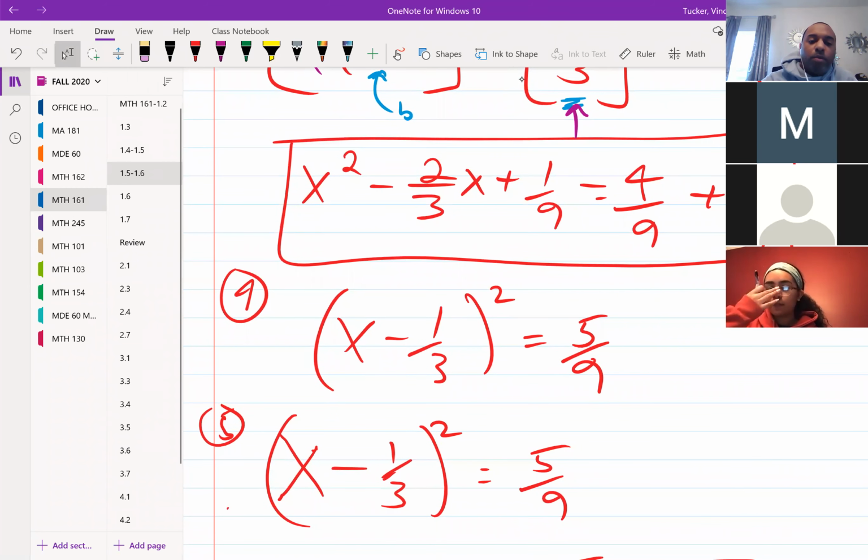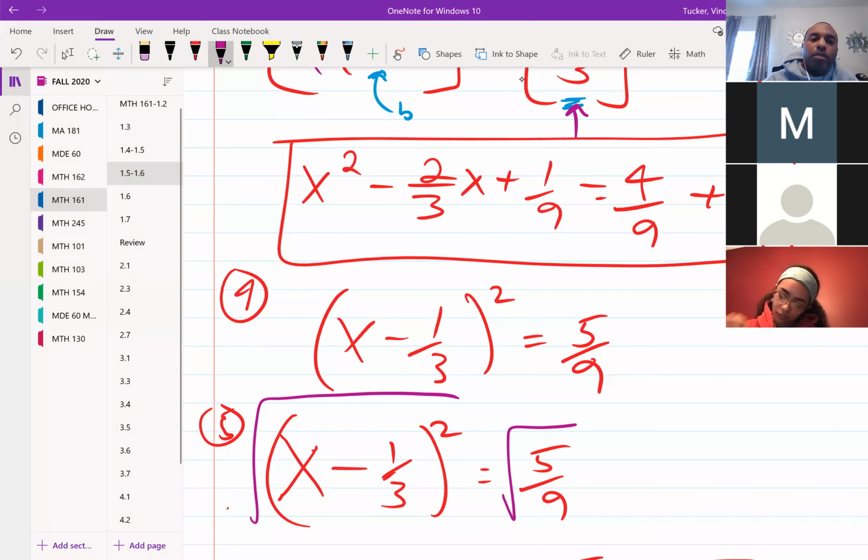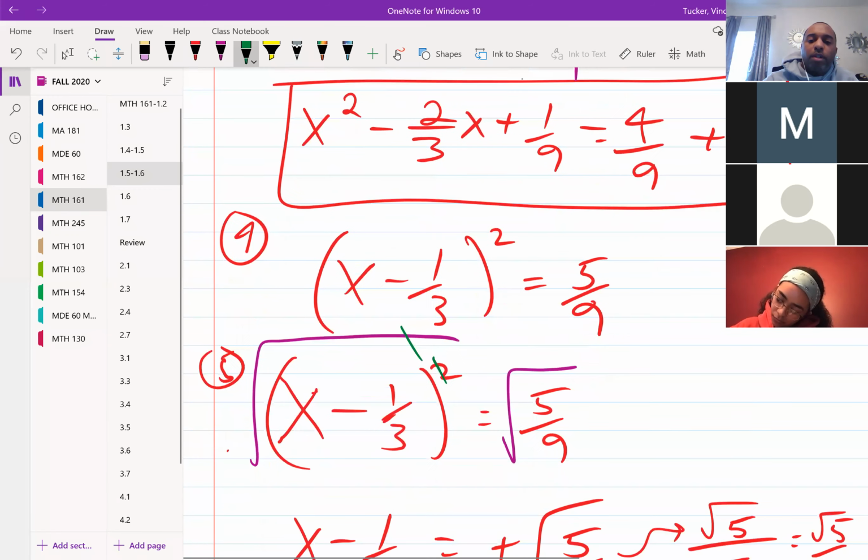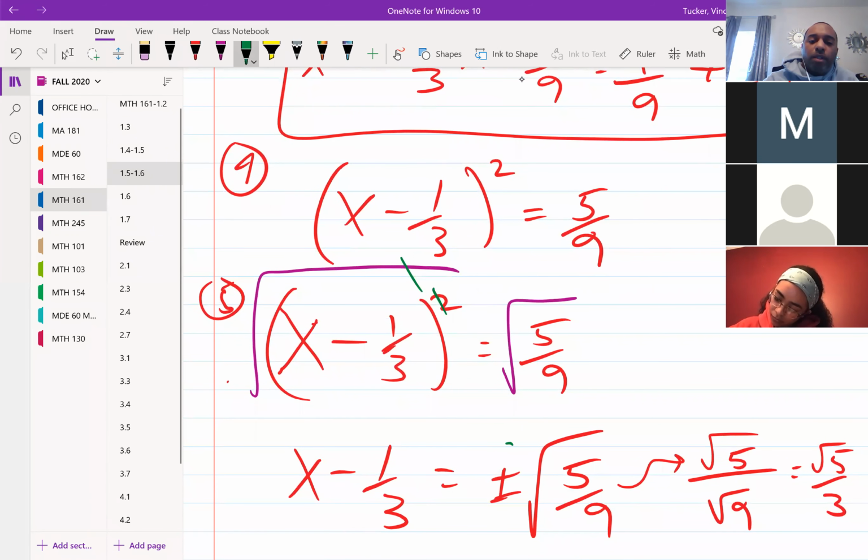Square root property, want to solve for x. So I will take the square root of both sides. Square root cancel on the left, leave me with x minus 1/3. Then on the right, once again, plus or minus, don't forget it. X minus 1/3 equal to plus or minus square root of 5/9.